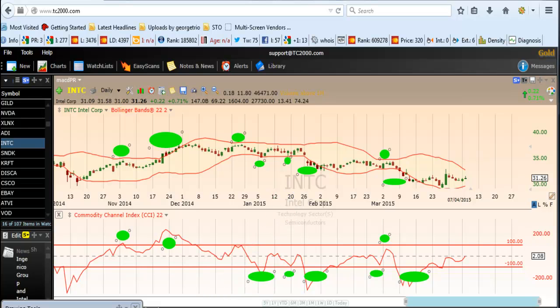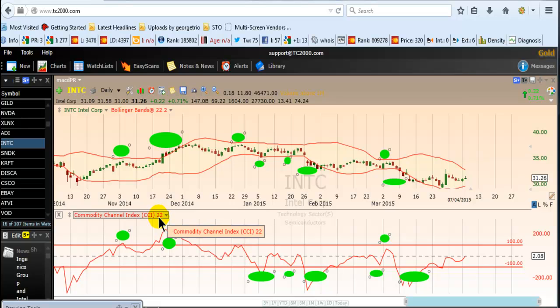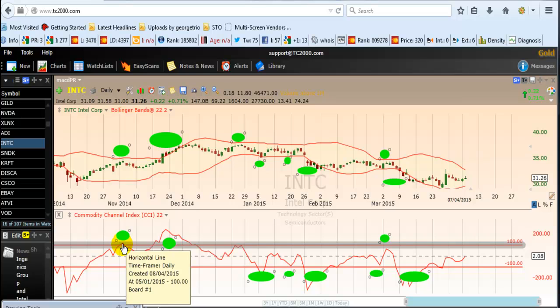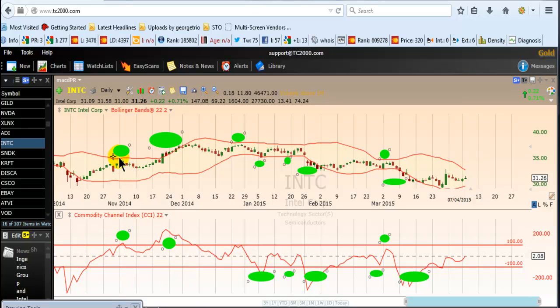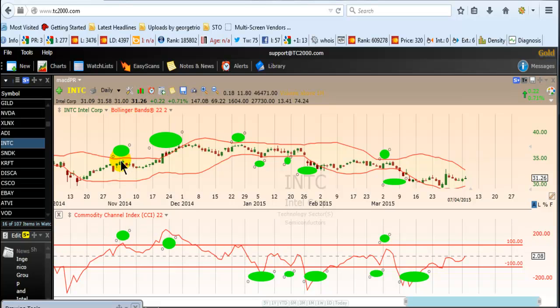What I have found is this: whenever the commodity channel index is overbought, here I'm using the commodity channel period 22, remember I'm using 22. When the commodity channel period 22 is overbought, it's telling me that the price is likely to be on the upper end of the Bollinger Band 22 volatility 2. Here you see the Bollinger Band that I have here, Bollinger Band 22 volatility 2. When the commodity channel period 22 is overbought, the price is likely, not always, but very often, 90% of the time, to be on the upper end of the Bollinger Band period 22.